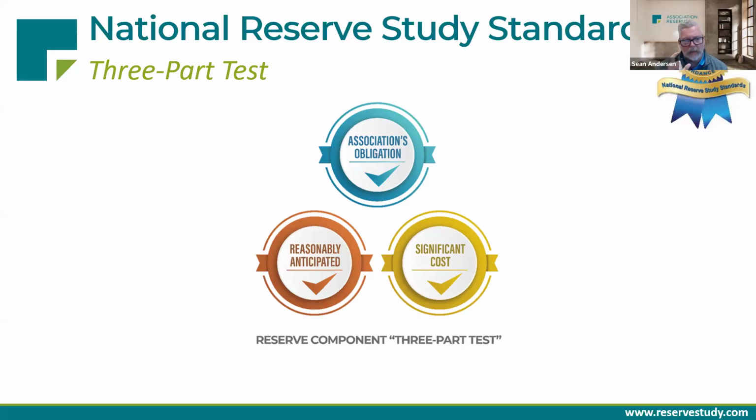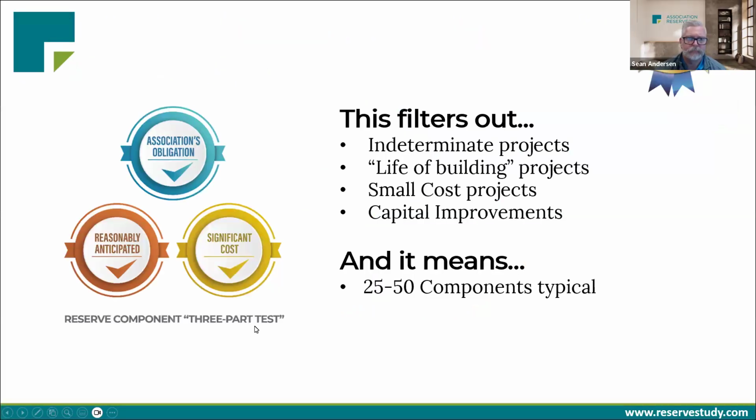One way I love to point this out is, if we have pole lights in our community, replacing the light bulbs in the pole lights is going to be an operating cost, because it's really not a significant cost to the community. But replacing the pole lights themselves, that's a significant cost. So that's going to pass all three parts of that test. And we do that with all of your common area components to determine your reserve component list.